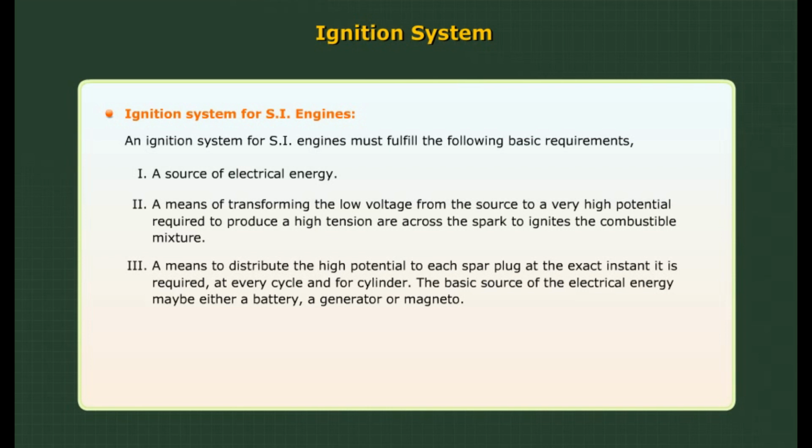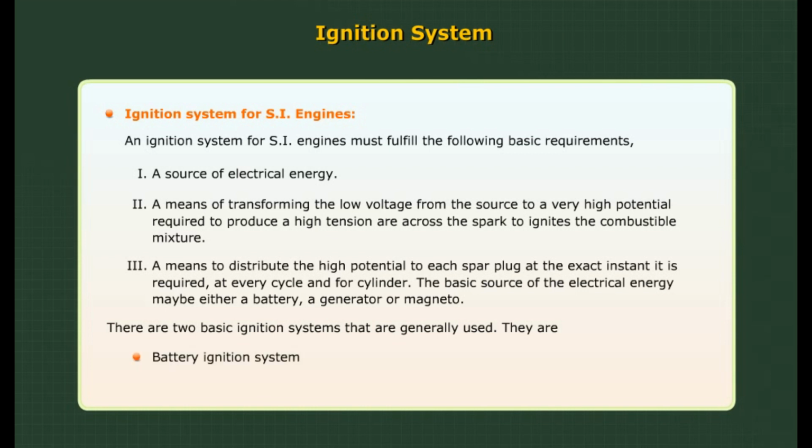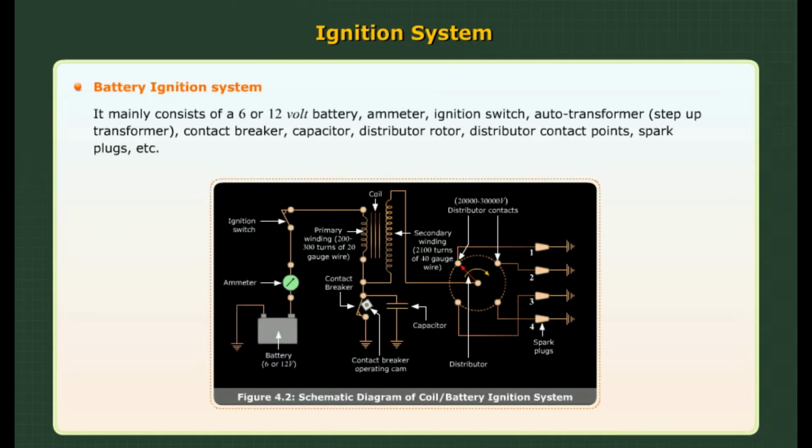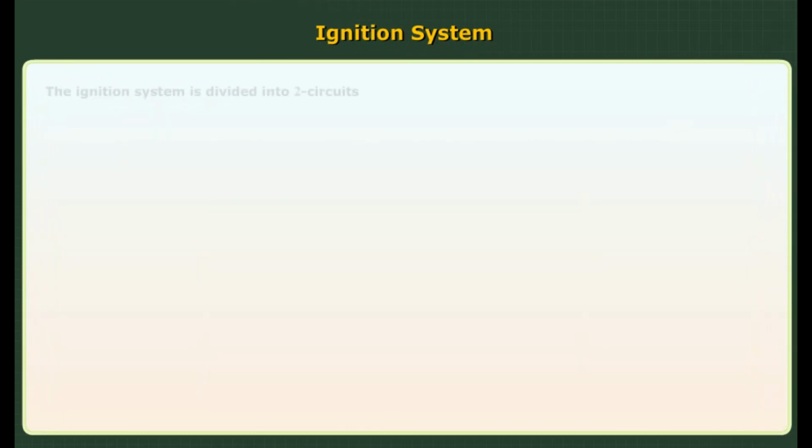The basic source of the electrical energy may be either a battery, a generator, or a magneto. There are two basic ignition systems that are generally used. They are the battery ignition system and the magneto ignition system. Battery ignition system. It mainly consists of a 6 or 12 volt battery, ammeter, ignition switch, auto transformer, step-up transformer, contact breaker, capacitor, distributor rotor, distributor contact points, spark plugs, etc.